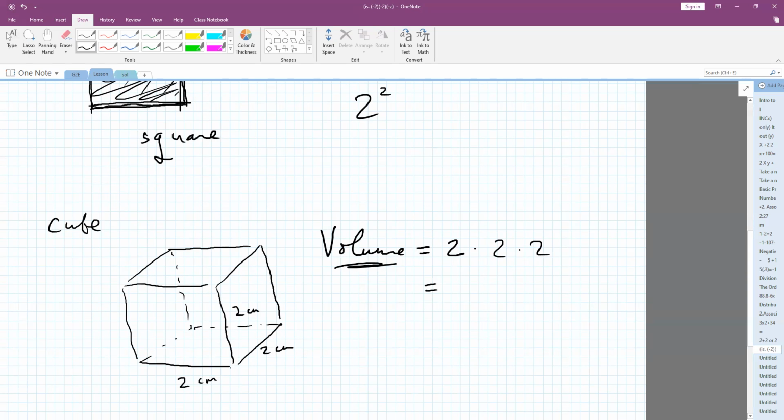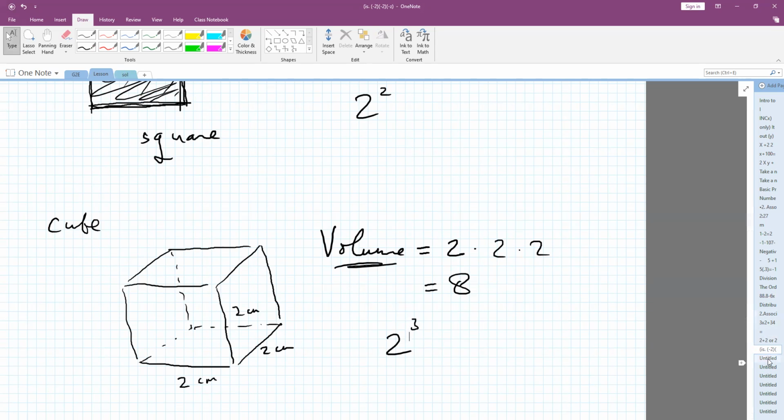So you see, this is just multiplying the 8 sides here, and that gives you 8. Or you can get this number by doing 2 to the power of 3, right? Yeah, 2 to the power of 3.